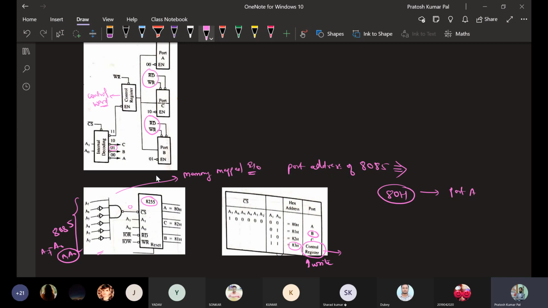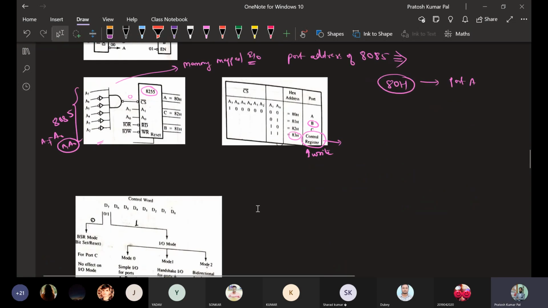That's why the control register has an enable pin, and along with that it has only a write signal. It does not have a read signal, because the microprocessor has no need to read any data from the control register. It will be just writing. Okay, so these are the basic port addresses that will be sent by the microprocessor if it wants to communicate with a particular port, or with the control register.